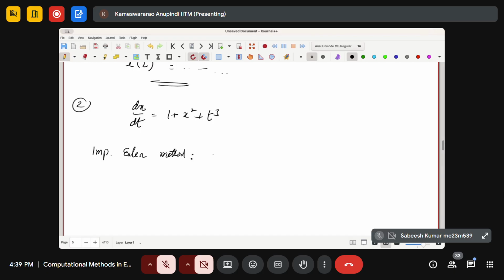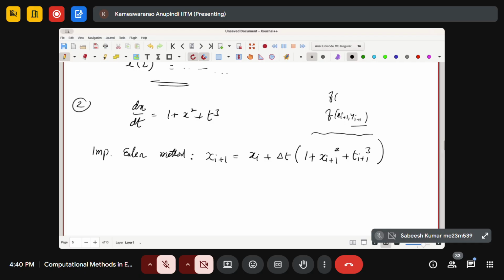What is the expression? y_{i+1} = y_i + h times f(x_{i+1}, y_{i+1}), right? That means I'm writing in terms of x and t instead of x and y. So this is going to be x_{i+1} = x_i + delta t times f, that is 1 + x_{i+1}^2 + t_{i+1}^3, right? Because everything is evaluated at x_{i+1}, y_{i+1} in the function, as in the original formulation. In this case, it happens to be f of t_{i+1}, x_{i+1}.